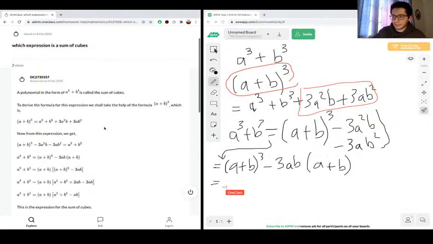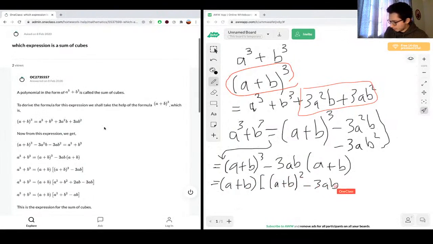And then the next step in this solution is to factor out the a plus b. We can see that there are common terms in both expressions, so that's what we want to do to get closer to the final form. So it will be a plus b, in brackets, a plus b squared minus 3ab.